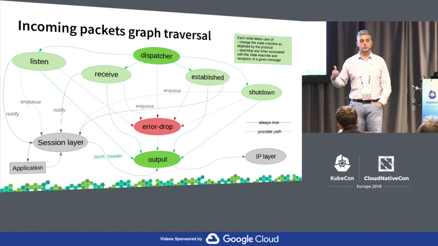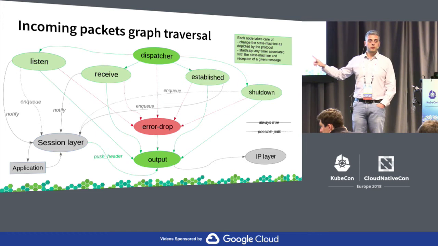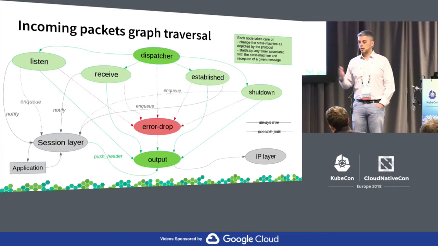Also, the receive can go to the output node to send what is called a cookie message to the other peer. Or again, if things just don't look good, if instead of an init ACK, for example, we receive an operation error message, then we discard the frame and that's it.